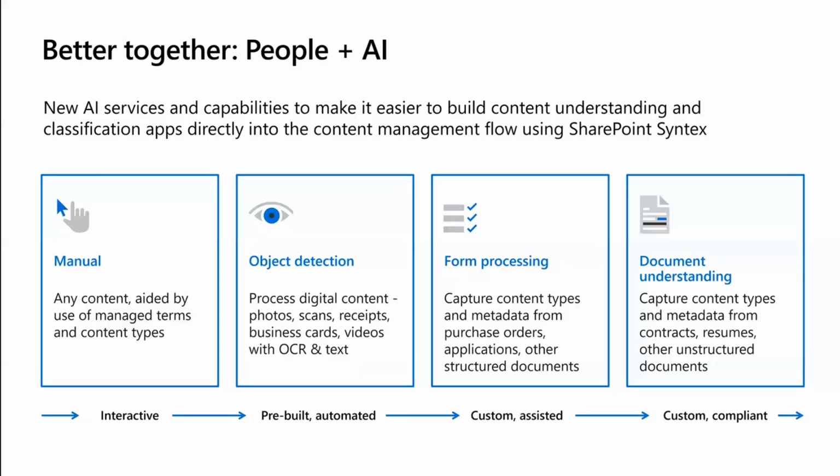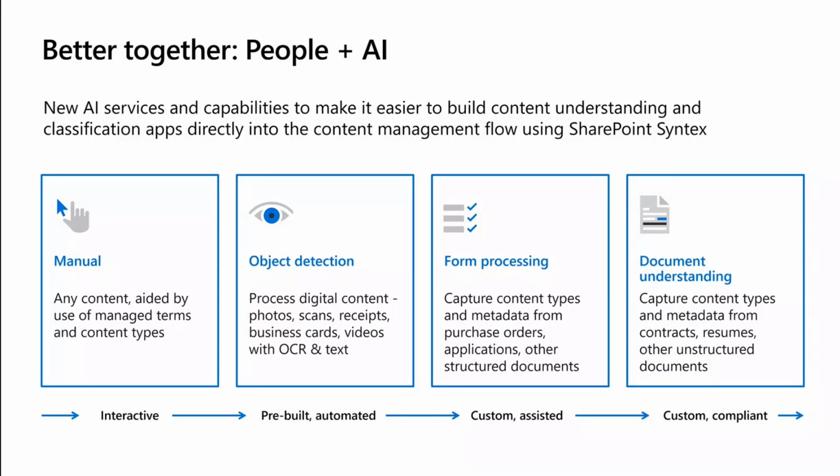But if you have specific customizations or specific entities that you want to extract from your documents, then it's best to go into the custom space. And that's really where Syntex shines. And just to be clear, we provide two different technologies here. These are using two different underlying AI APIs. The first one is form processing.